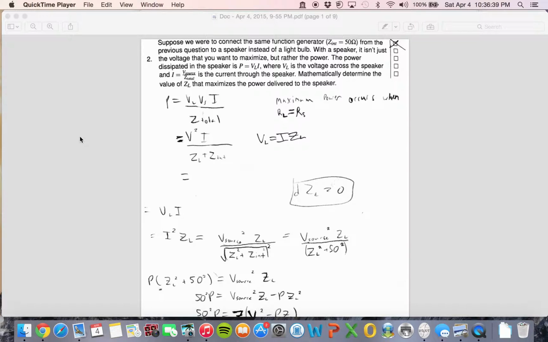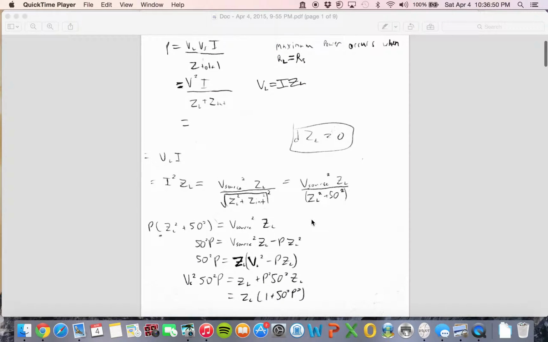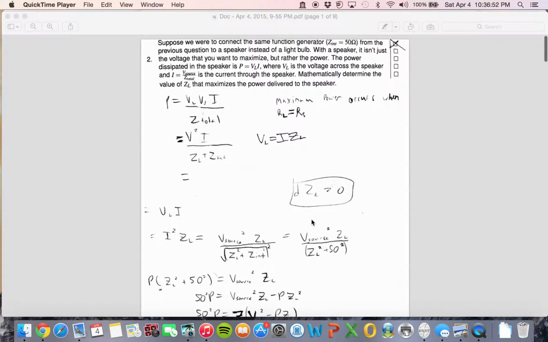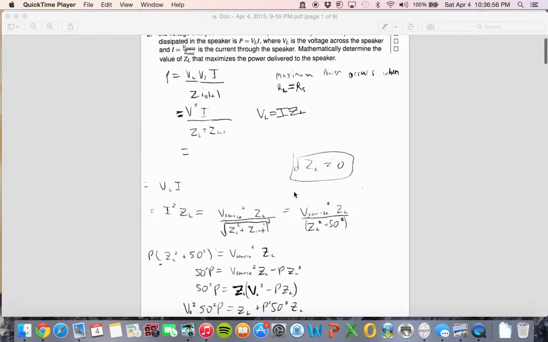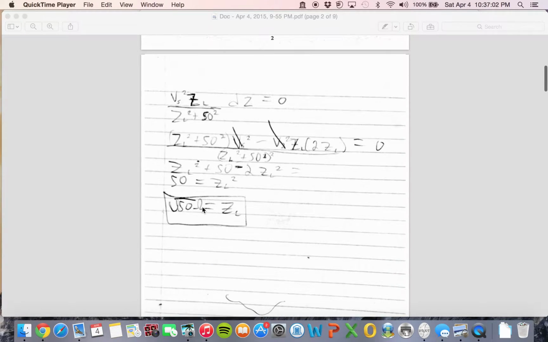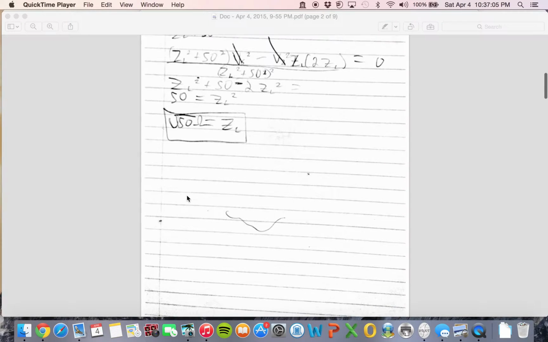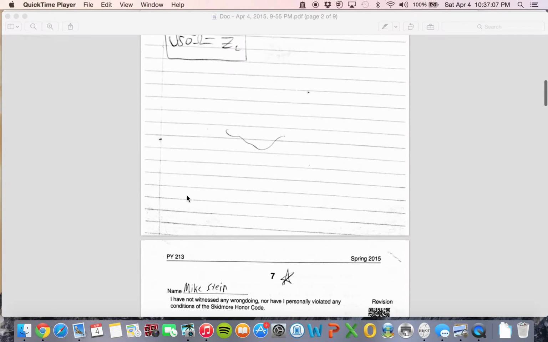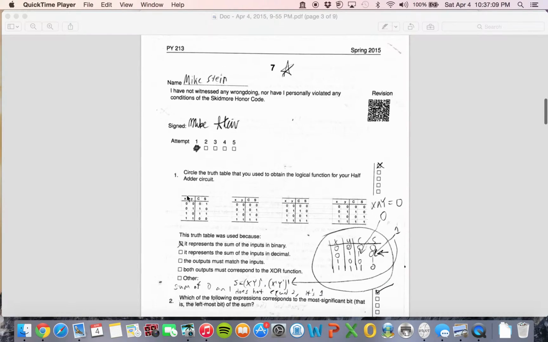I've revised my answer by setting an expression for power equal to 0 and taking the derivative of that expression with respect to ZL. It is possible to find the maximum, the inductance that maximizes the power delivered to the speaker. And here I have an expression with just V source and ZL, which when I take the derivative with respect to Z and set it equal to 0, I get a nice clean radical 50 ohms for that inductance. That would give you the maximum power.